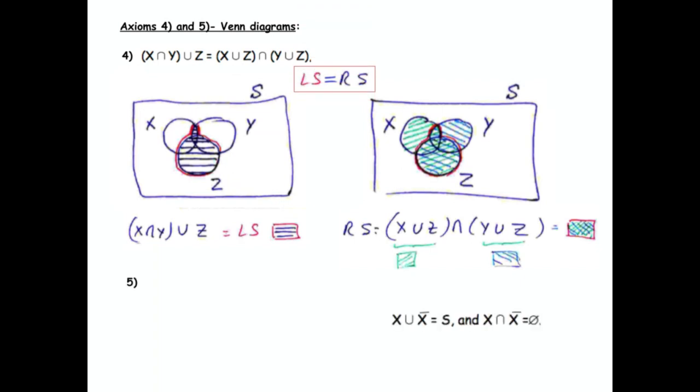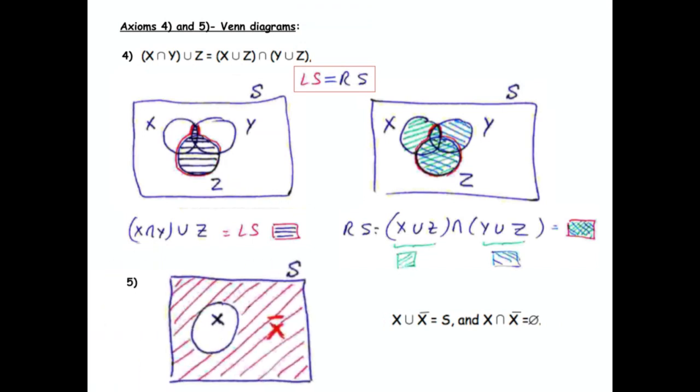Okay, the next one is 5, and this is the complement. So if x is this white circle, part of the set, then the complement of x is going to be the rest of the set. So if we do the union of them together, then it's going to be the whole thing. But if we do the intersection, then it will be nothing, the empty set, because they don't overlap at all. Any questions? Okay.